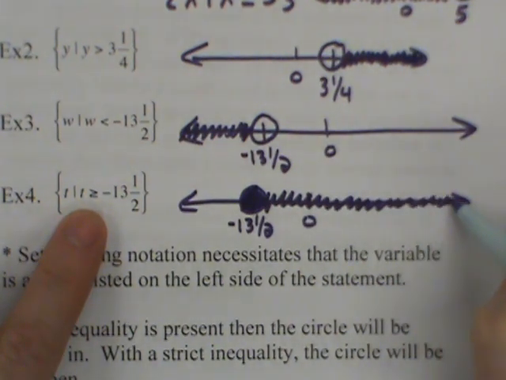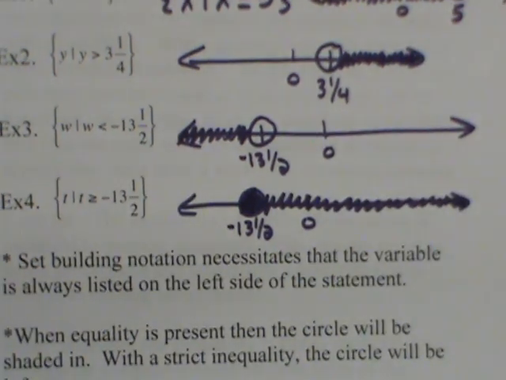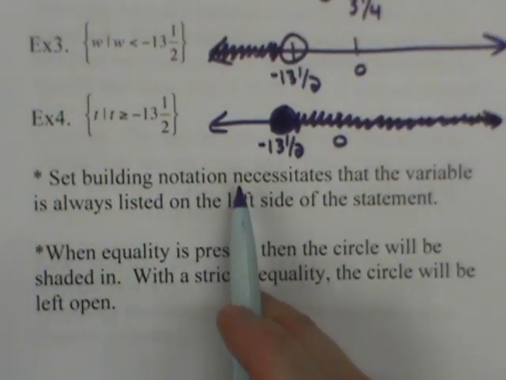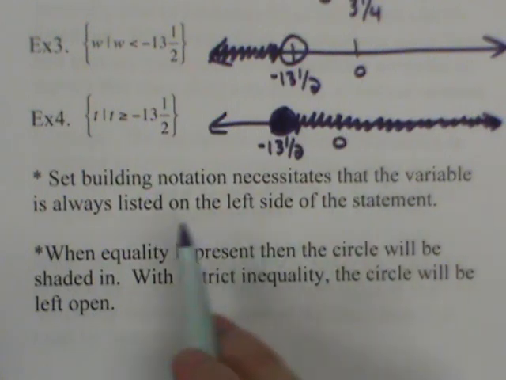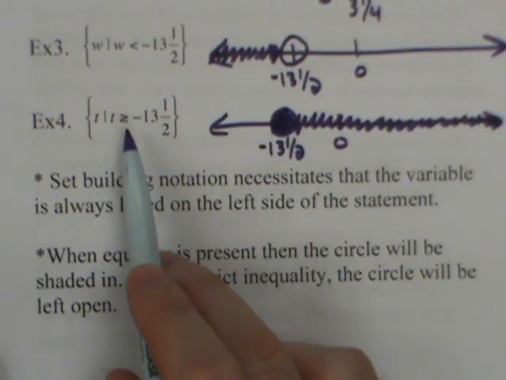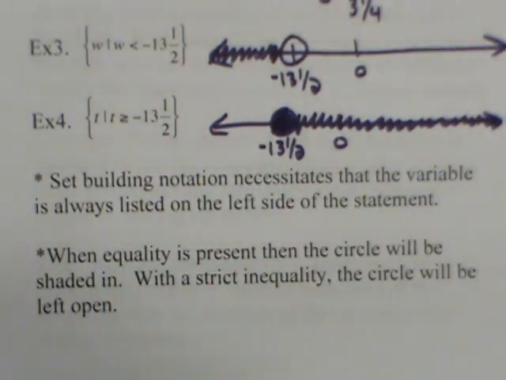So this is what all your answers are going to look like as you go through the homework problems. This is called set building notation. It necessitates that the variable is always listed to the left side of the statement so that you know what direction to shade in. And we'll do that as we do a few of our example problems. I'll explain that a little bit better.